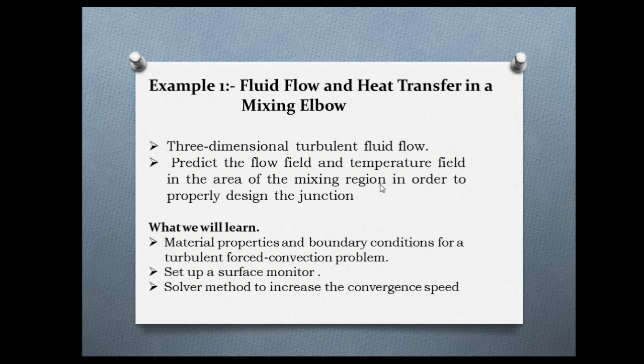First we will go to the problem statement. This is the fluid flow and heat transfer in a mixing elbow. It is a three-dimensional turbulent fluid flow. We will predict the flow field and temperature field in the area of the mixing region in order to properly design the junction. What will we learn? We will learn how to set material property and boundary condition for a turbulent forced convection problem. Also we will see how to set up a surface monitor, then the solver method to increase the convergence speed.